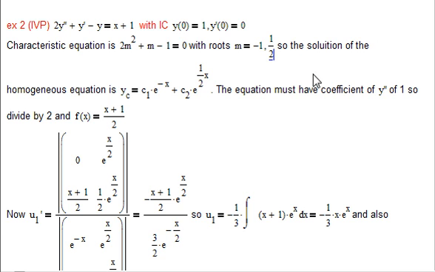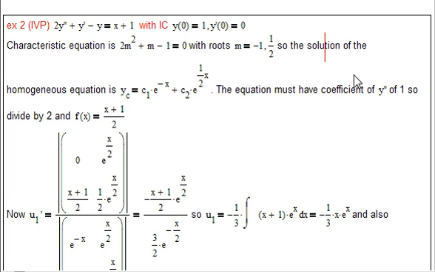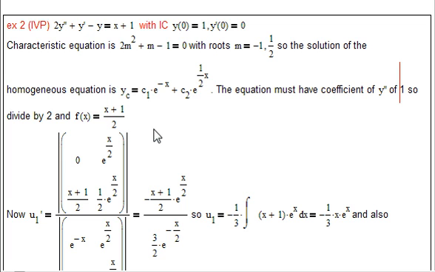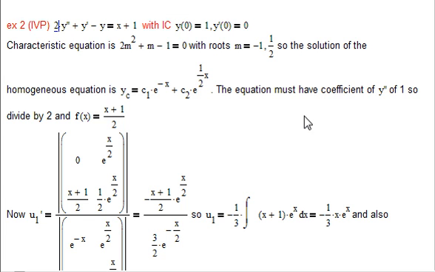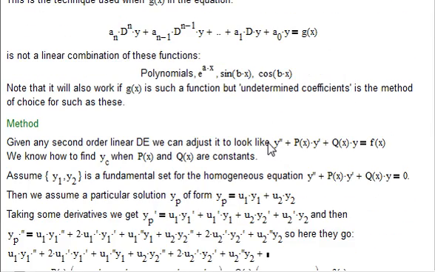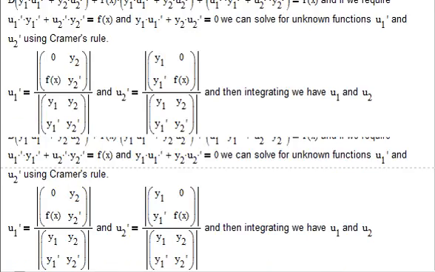So the solution of the homogeneous equation is c1 e to the negative x from this root, and c2 e to the 1/2 x from this root. The equation must have a coefficient of y double prime of 1 if we're going to use variation of parameters, so we're going to have to change our f of x into x plus 1 over 2. When we apply variation of parameters, this has to be 1. We can always make the equation look like this, right? That's what I did. Divide both sides by 2.